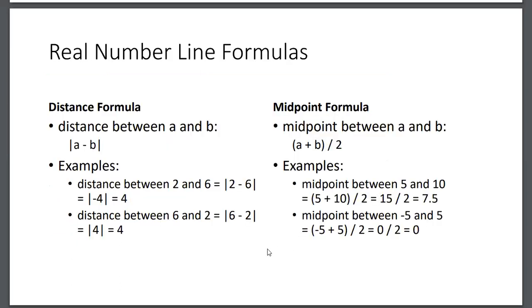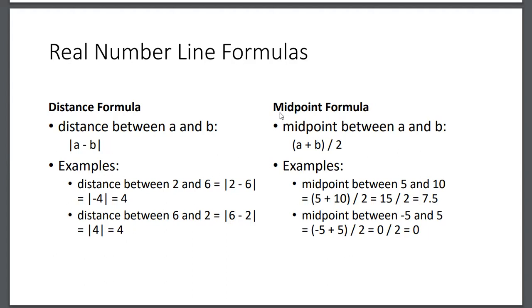There are some formulas related to the real number line, some basic formulas. One is the distance formula. The distance between two real numbers, a and b, is the absolute value of their difference, a minus b. Some examples. The distance between 2 and 6 is the absolute value of 2 minus 6. That's the absolute value of -4, or 4. And if you switch the order, it doesn't matter. 6 minus 2 is 4, you still get 4.